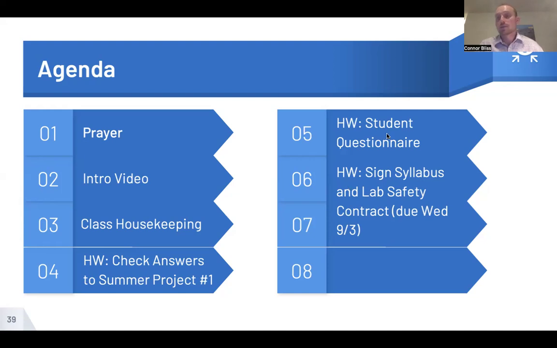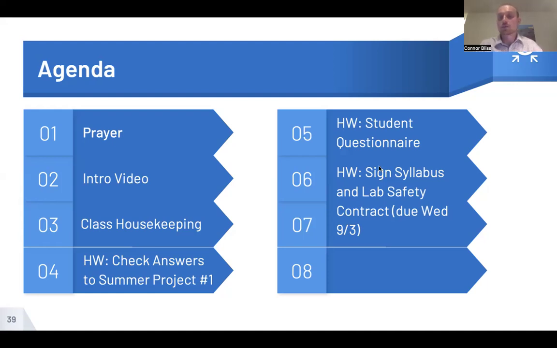The other homework assignment we have is this student questionnaire. It's basically a chance for me to get to know you all a little bit more as people. It will cover anything from hobbies, interests, other classes you're taking, things in that nature. I do really appreciate you taking the time to fill that out.